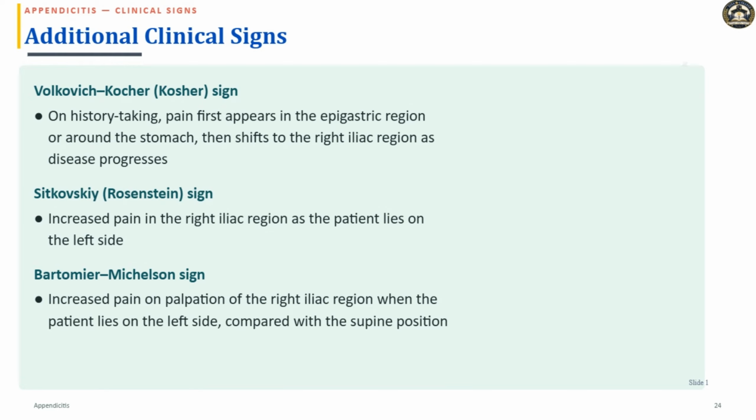Beyond the more common signs, several additional clinical signs can aid in diagnosing appendicitis. The Volkovich-Kocher sign, also known as Kocher sign, describes a pain pattern where, during history-taking, pain initially appears in the epigastric region or around the stomach, then shifts to the right iliac region as the disease progresses. The Sitkovsky sign, or Rosenstein sign, indicates increased pain in the right iliac region when the patient lies on their left side. Finally, the Bartomier-Michelson sign notes increased pain upon palpation of the right iliac region when the patient lies on the left side, as compared to the supine position.